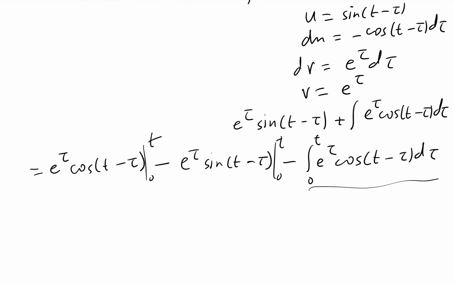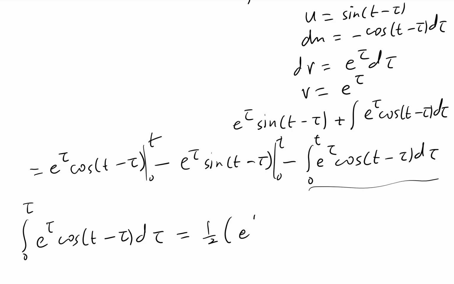This is the same as the original one. So if you add it to both sides, you get 2 copies of that. And then divide by 2, then that gives us the integral from 0 to t of e^tau cosine(t minus tau) d tau equals 1/2 (e^t minus cosine t plus e^t sine t).